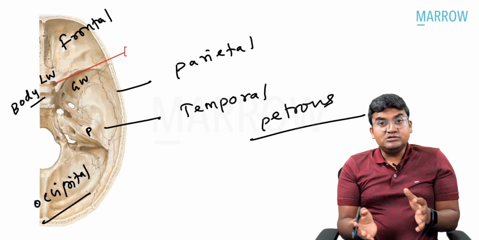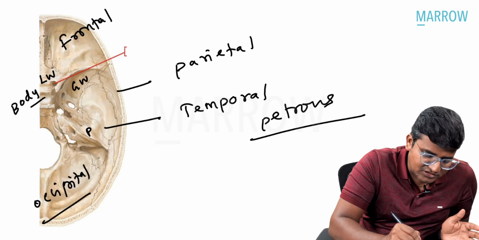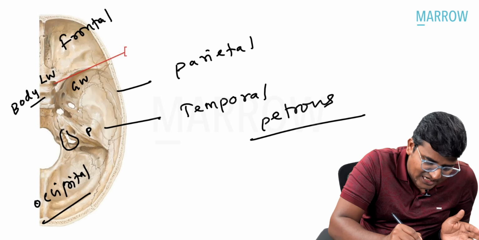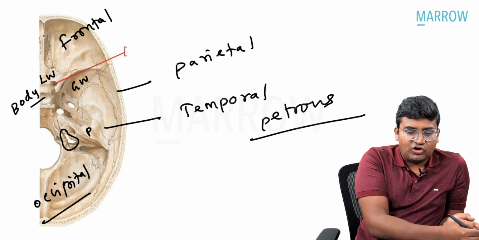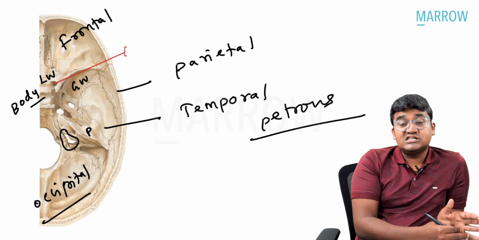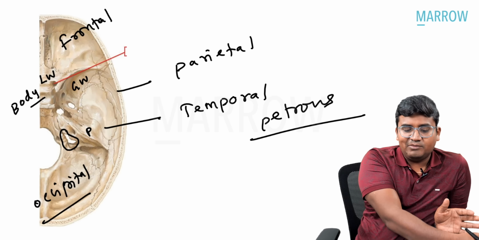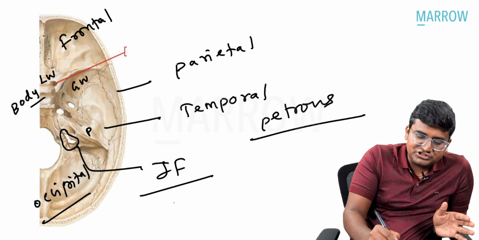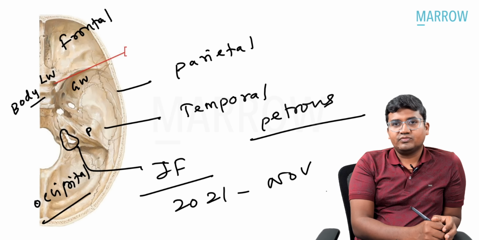Okay. See, in the 2021 November INICET exam, we got this question. The patient is having a skull base injury and that foramen is present at the junction of the temporal bone and the occipital bone. So which foramen is present at the junction of the temporal bone and the occipital bone? That is our jugular foramen. That is the question they gave you in the 2021 November INICET.